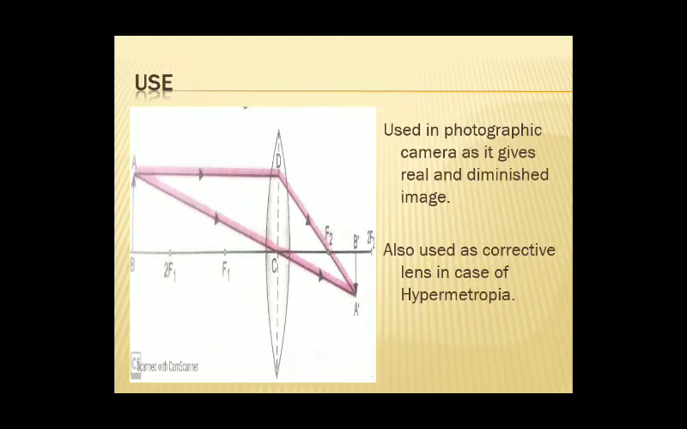Now where can we use it? This particular case is used in a photographic camera, as it gives a real and diminished image, right? And similarly this particular lens, because of this ray diagram, can be used as a corrective lens in case of hypermetropia. In old age, persons are not able to see nearby, not able to read nearby alphabets, not able to put the thread in the needle, nearby objects they are not able to see clearly, so in those cases a convex lens is used.